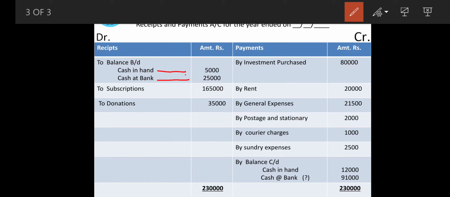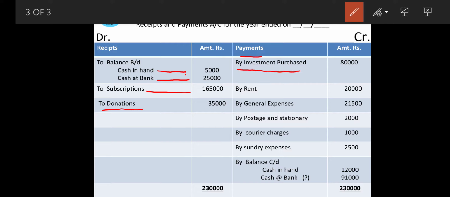Now comes the next, subscription. As we have discussed in all the previous lectures, subscription means income for the organization, that is a club. If it is a club, then subscription is membership fees. The membership fees is an income for the business, so it will come on the receipt side. Then comes donation. Now no specific term is given for the donation, so it will be treated as general donation, so it will come on the receipts side. Investment purchase, so this is of capital nature, but it is an expense, so it will be transferred to the credit side, that is the payments they had made.